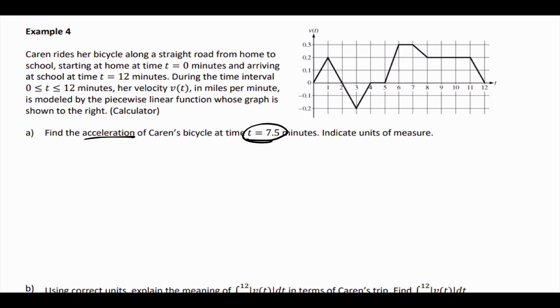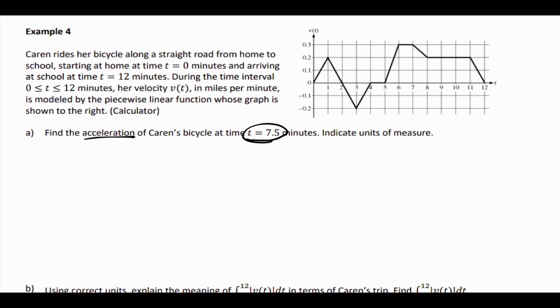7.5. So we need to find acceleration at 7.5. How do we find acceleration? First derivative, or take the derivative of v of t. So derivative of velocity. Okay, so what is velocity? Where is velocity?